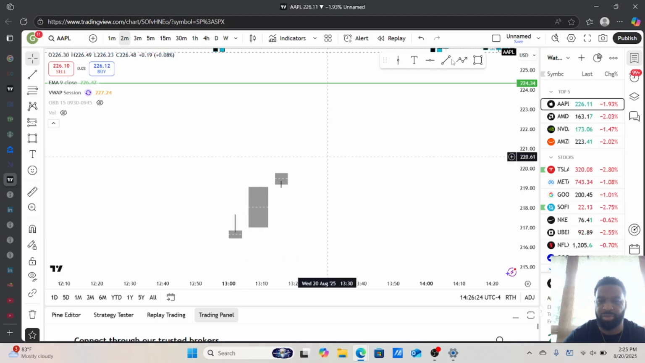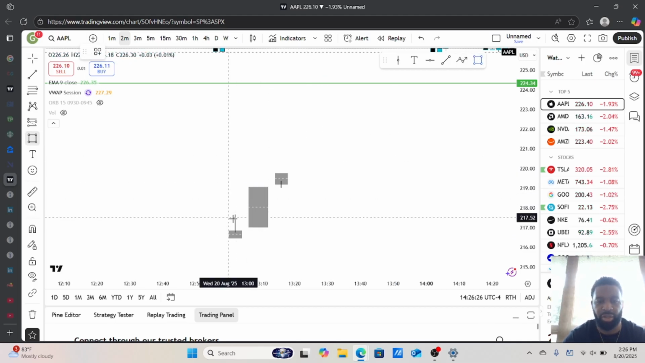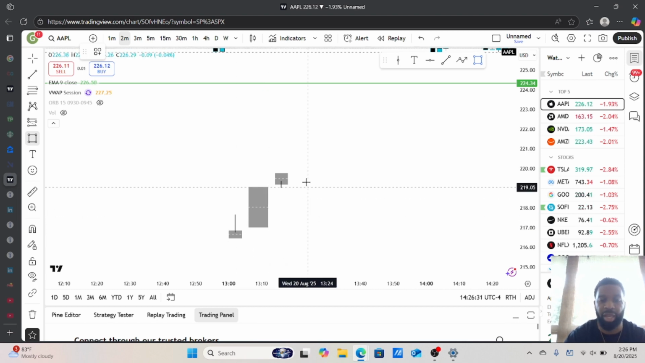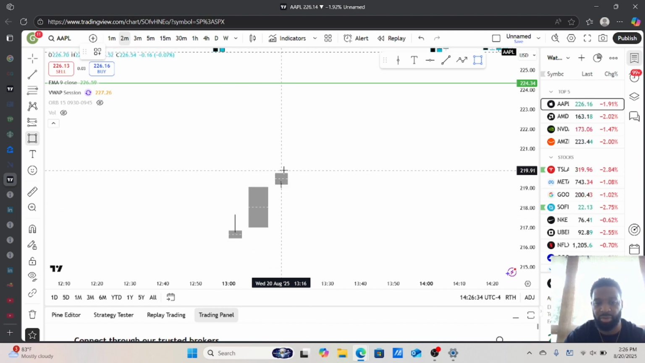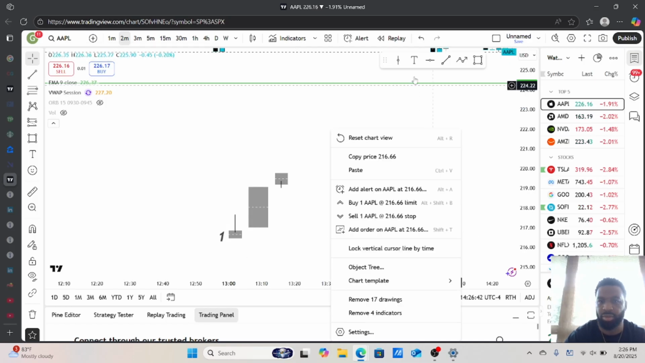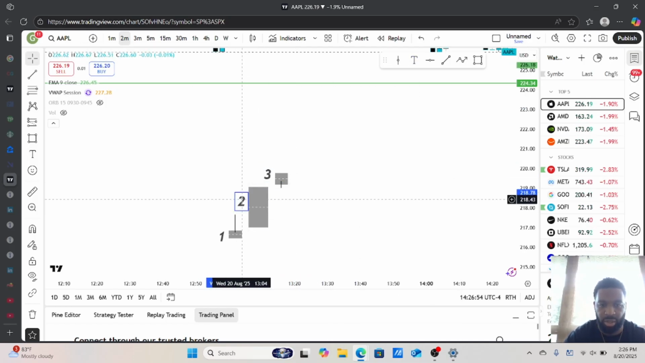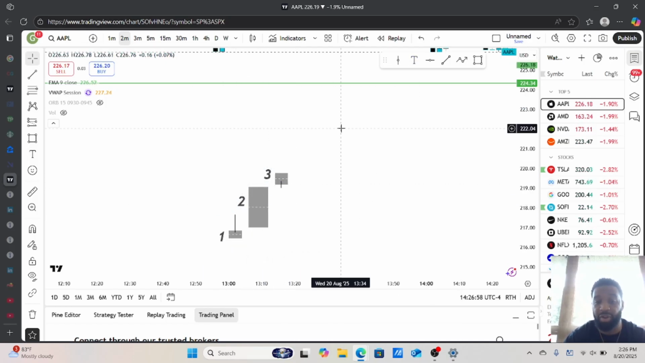I'm not going to draw wicks on this middle candle, right? So we always know, if we're going up, we're going bullish, it's the top of the bottom candle and the bottom of the third candle, right? 1, 2, 3. Our fair value gap is in between candle 1 and candle 3. Candle 2 is the volume candle. Candle 1 and candle 3 are the candles that separate the gap, right?